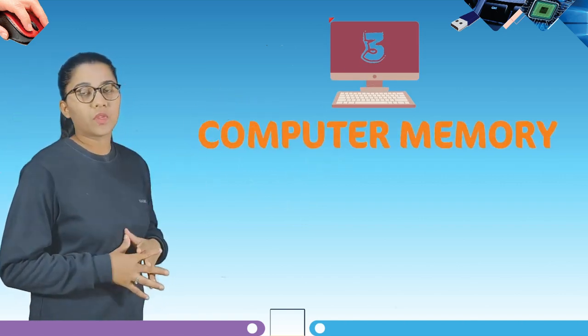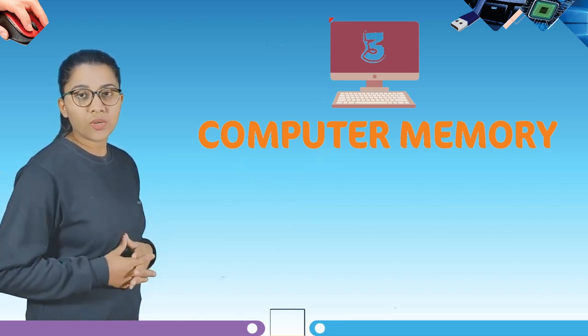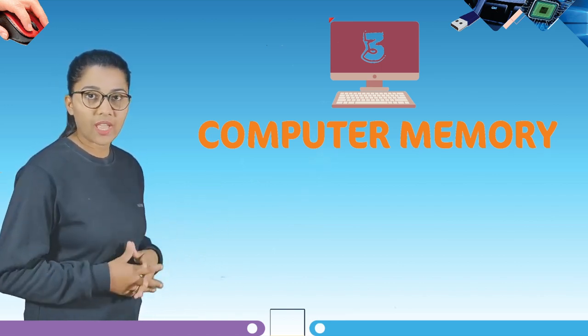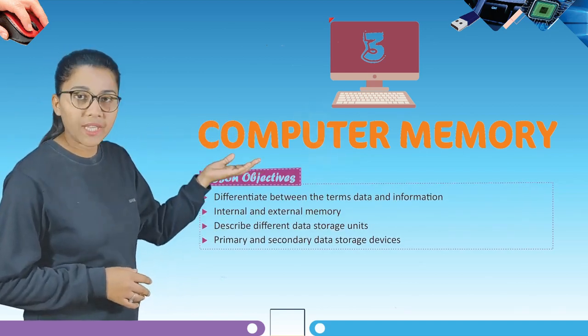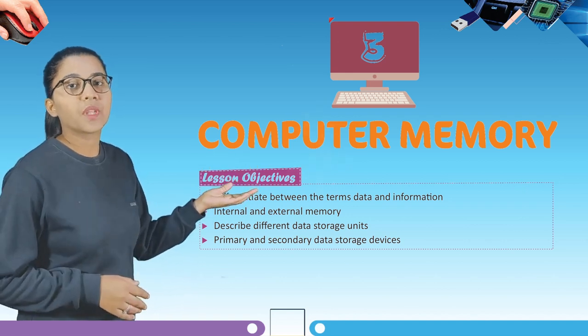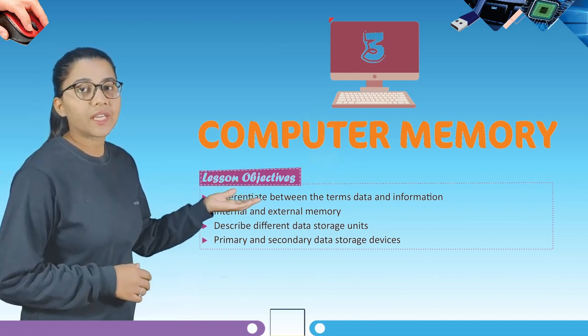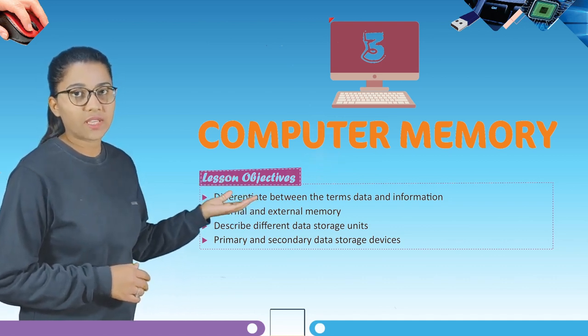Today we are going to start our third chapter, that is computer memory. We are going to learn about computer's memory in this chapter. So students, before we start our chapter, we have some lesson objectives. Differentiate between the term data and information, internal and external memory. Describe different data storage unit, primary and secondary data storage devices.